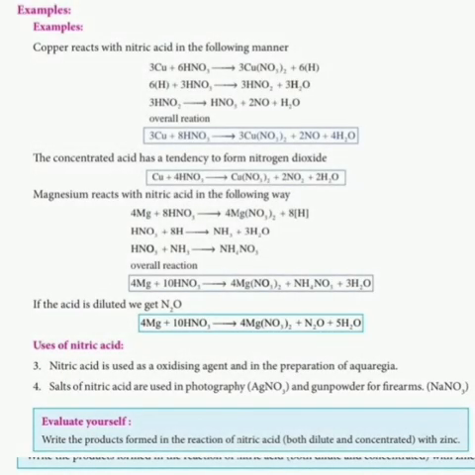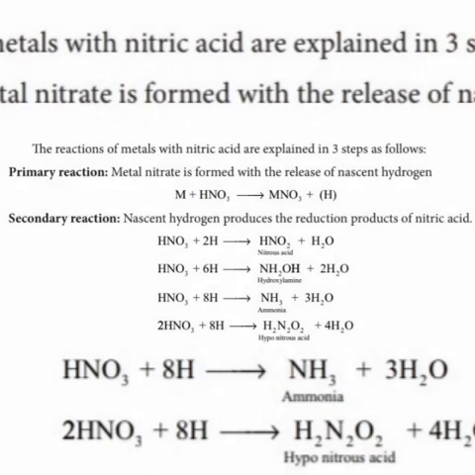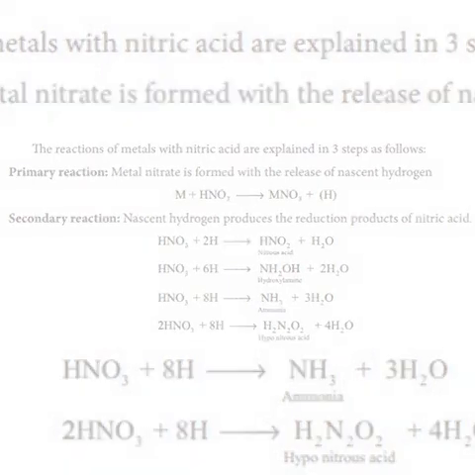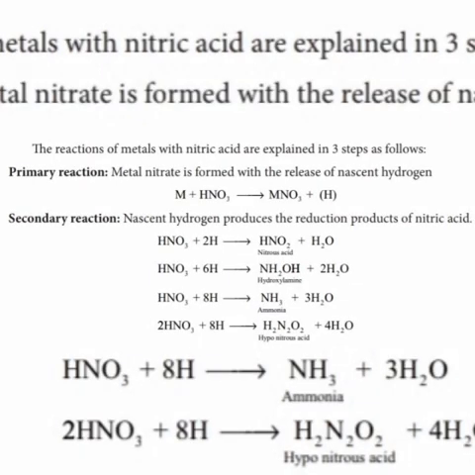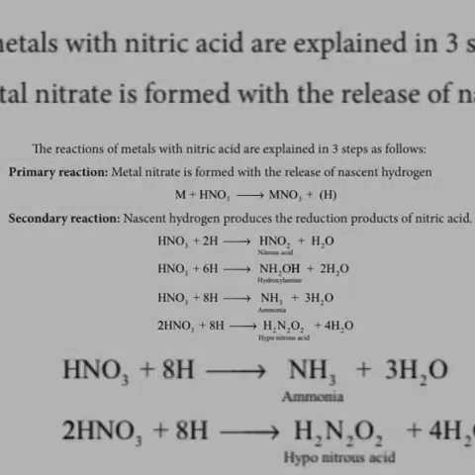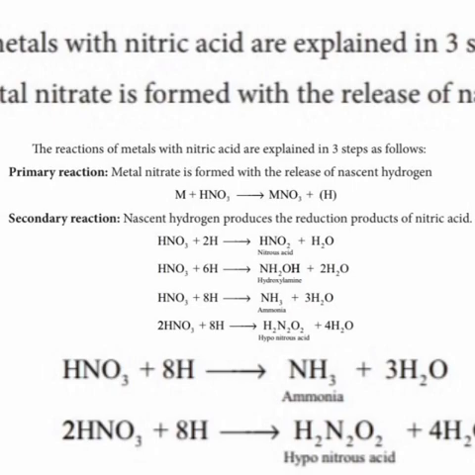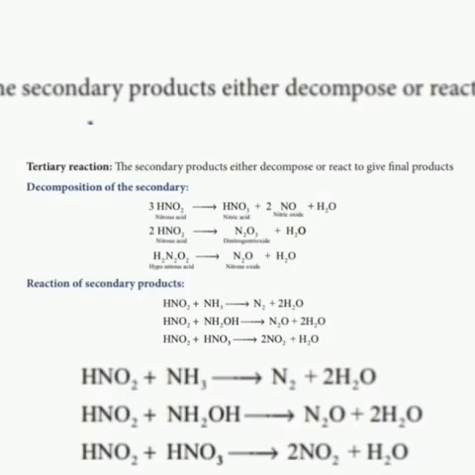What is the primary reaction? A metal reacts with nitric acid. We get metal nitrates and also nascent hydrogen. A single nascent hydrogen. This nascent hydrogen again reacts with nitric acid. That is the secondary reaction. The nascent hydrogen again reacts with the nitric acid.